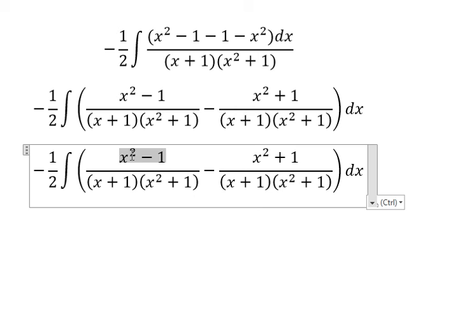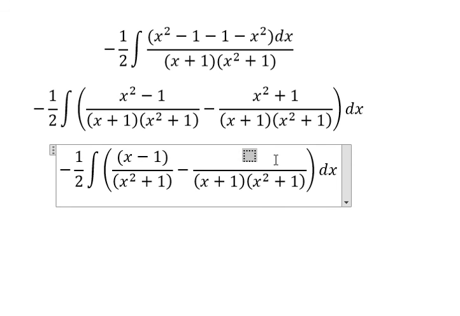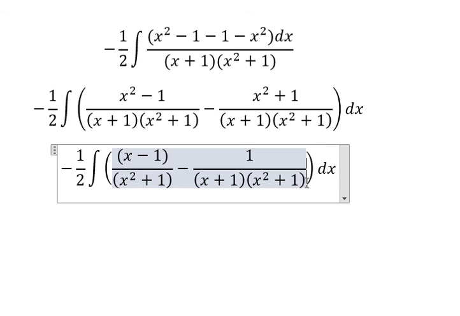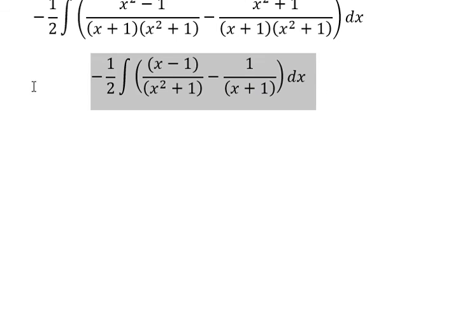So this one we change to x minus 1, x plus 1. We have x plus 1 simplified with x plus 1 here. So you got it like this. x squared plus 1 simplified with this one, you got the number 1 here. And now we just got it like that.